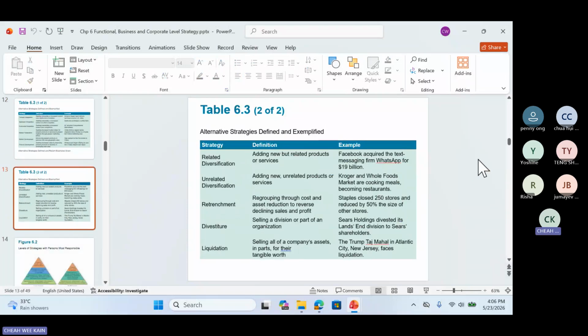Okay, so you got related and unrelated diversification. Unrelated means adding something new: now I'm making shoes, suddenly I want to make cars. That is called unrelated. This is very dangerous.